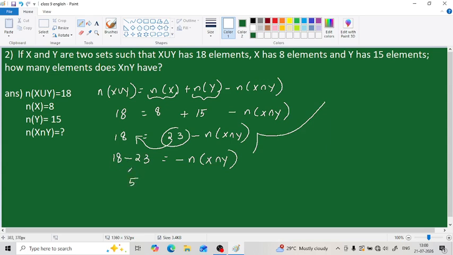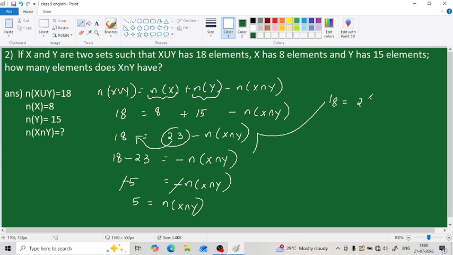So 18 minus 23 is minus 5, equal to minus n of x intersection y. Since there is a minus sign on both sides, we can cancel it. So 5 equals n of x intersection y. In the other way, how can we solve?